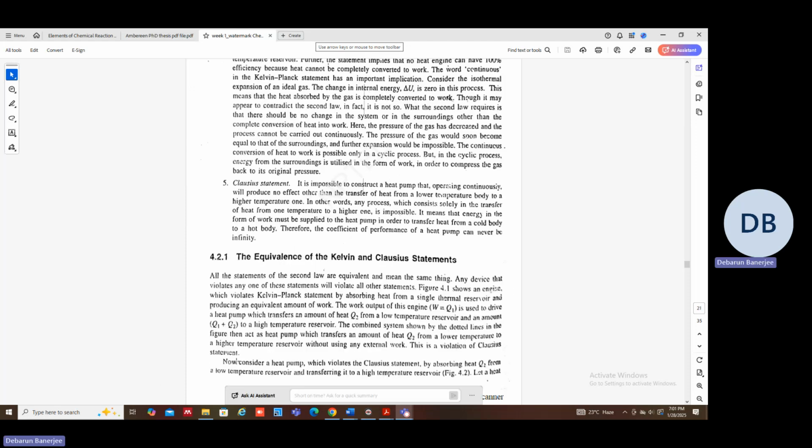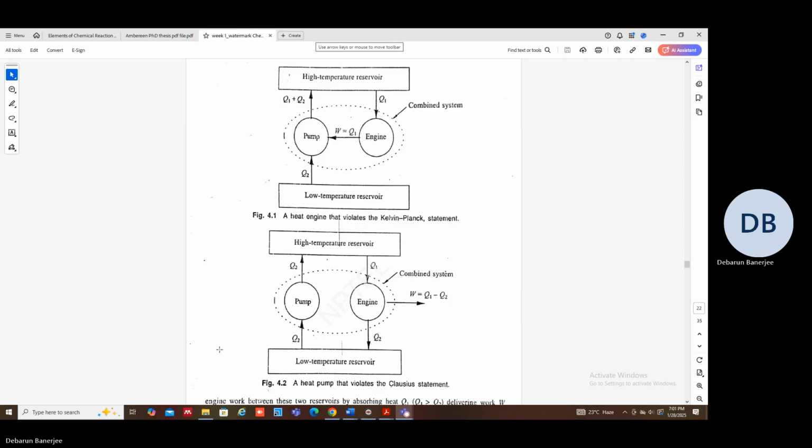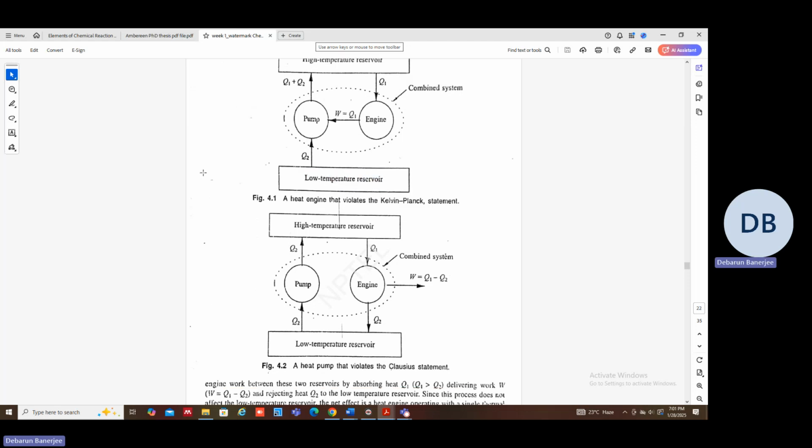So if we consider a heat pump which violates the Clausius statement by absorbing heat Q2 from a low temperature reservoir and transferring it to a high temperature reservoir, there is a heat engine that violates the Kelvin-Planck statement. There is an engine that takes Q1 from the high temperature reservoir and gives it to the pump, which takes Q2 from the low temperature reservoir and gives the heat to the high temperature reservoir.